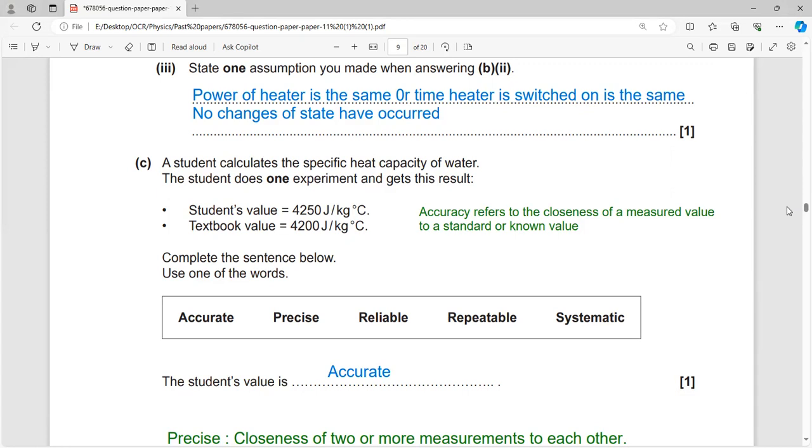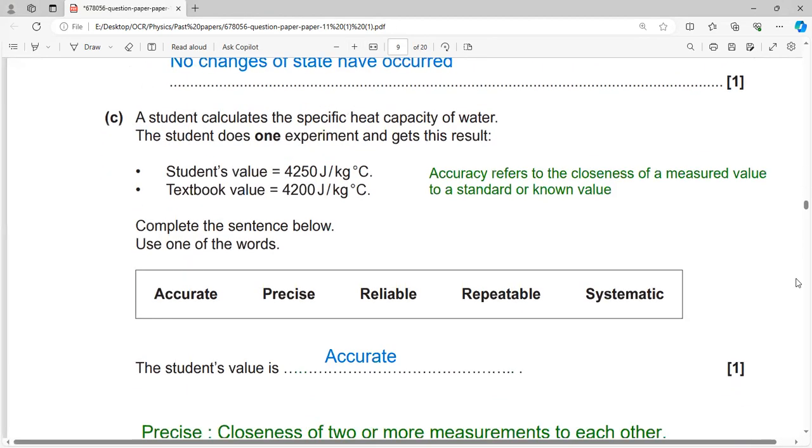A student calculated the specific heat capacity of water. The student does one experiment and gets this result. For example, these results are given there about the specific heat capacity. So the student value is 4,250 joule per kg Celsius, and the textbook value, the standard value, is 4,200 joule per kg Celsius. Now complete the sentence below using the word.